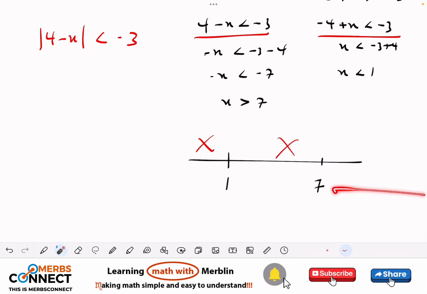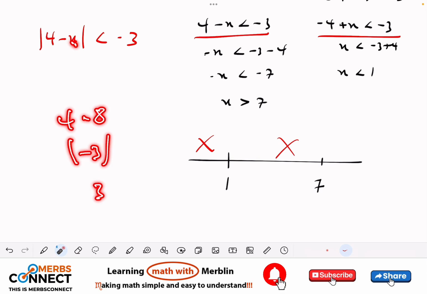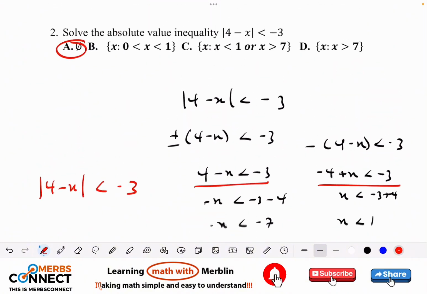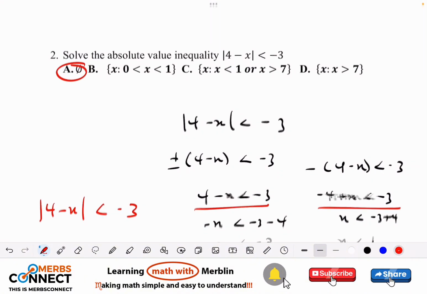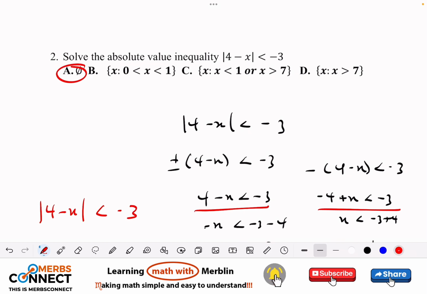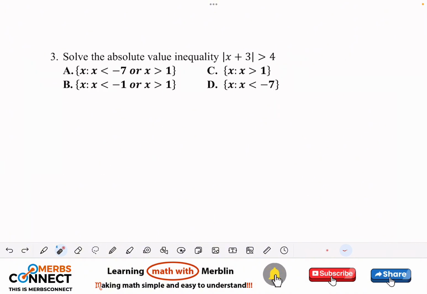Pick anything here, 8 and above. Put 8 here. 4 minus 8 is -3. Absolute of -3 is 3. 3 is never less than -3. So this is also not going to work out. So you see that everything is not going to satisfy the equation. So this one, if you don't take care, you might choose C, which is not true. So the answer is supposed to be A. Is that right? So that is the idea with question 2.